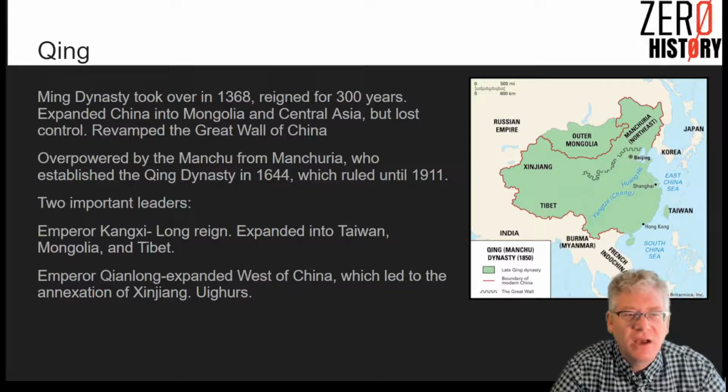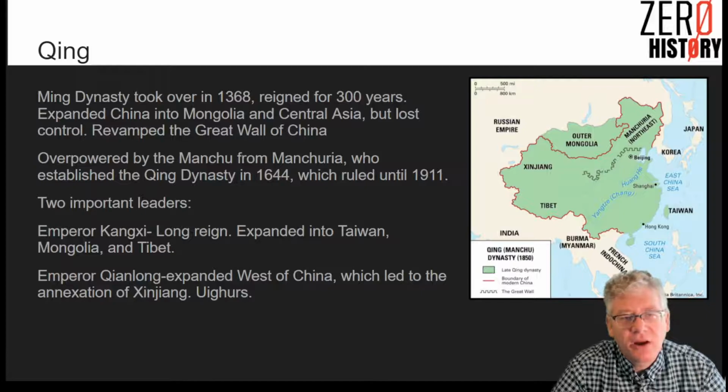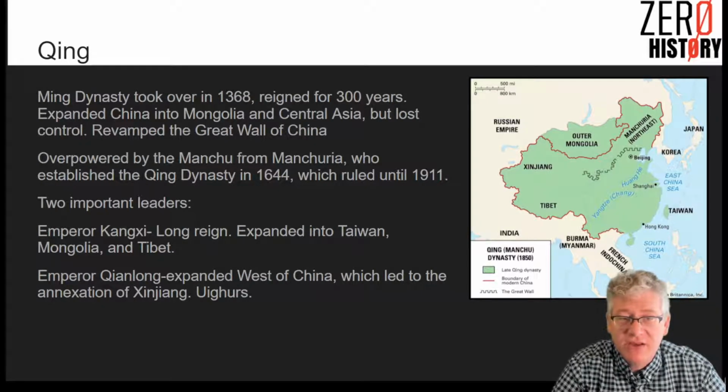Emperor Kangxi had a very, very long reign, just a really good reign. He expanded into Taiwan, Mongolia, and Tibet, so that will be a big factor there. And then we have Emperor Qianlong, who expanded west of China, so he's going to move into that Xinjiang region and lead to its annexation.